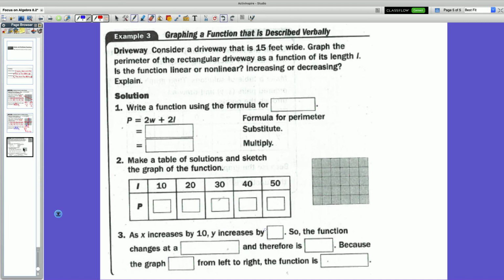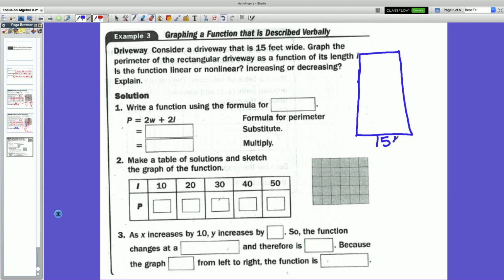All right, last example. Example 3. Graphing a function that is described verbally. Okay, so now it's giving us a word problem. Okay, so it says consider a driveway that is 15 feet wide. Now, I don't know how many times I've told you guys this, but Miss Sheila is a visual person, so I'm drawing. That's my driveway. It's 15 feet wide. Okay? Graph the perimeter of the rectangular driveway as a function of its length. Is the function linear or nonlinear?